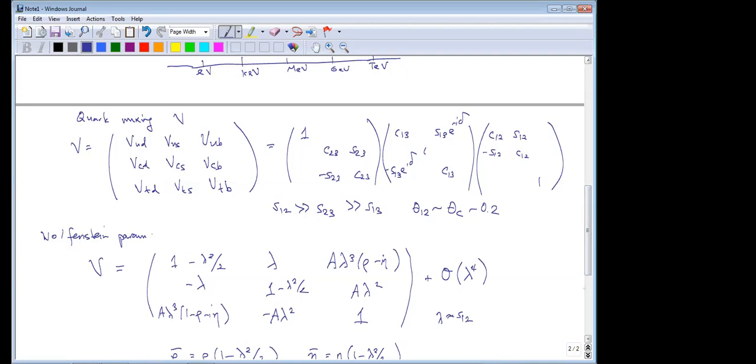This should be a unitary matrix, and therefore it should satisfy various constraints.